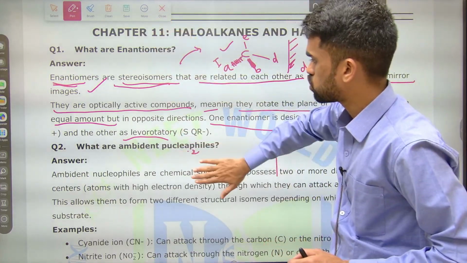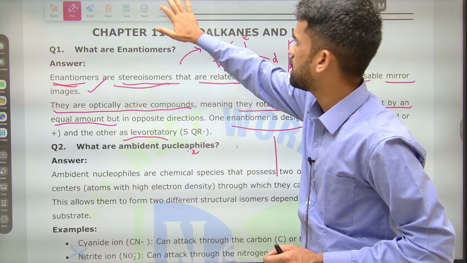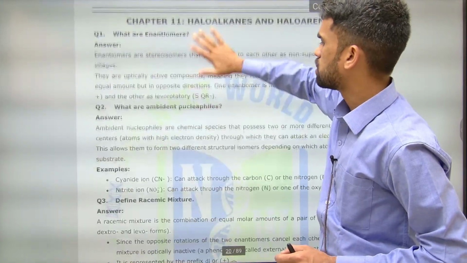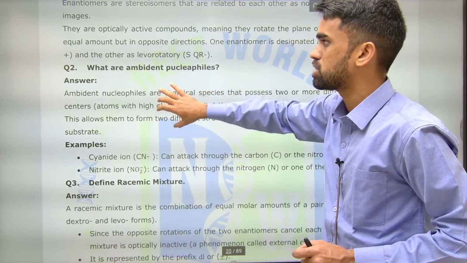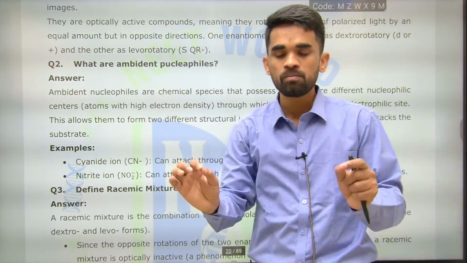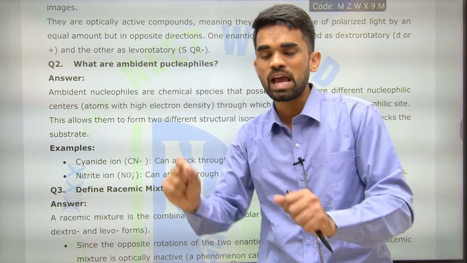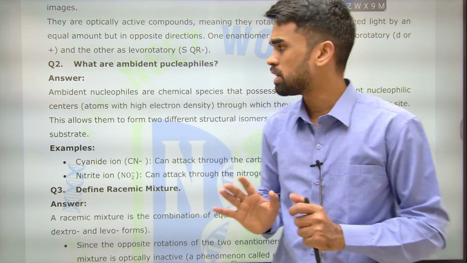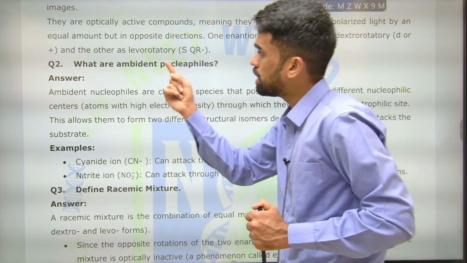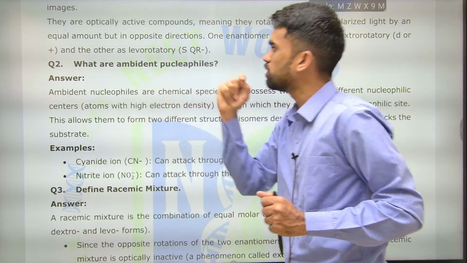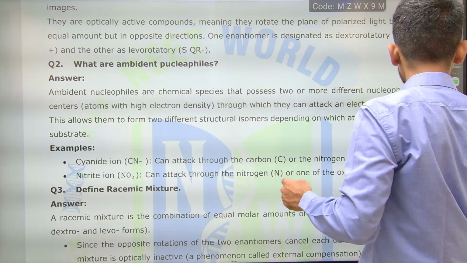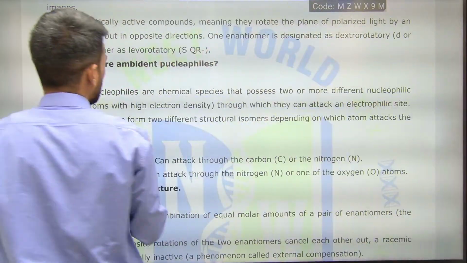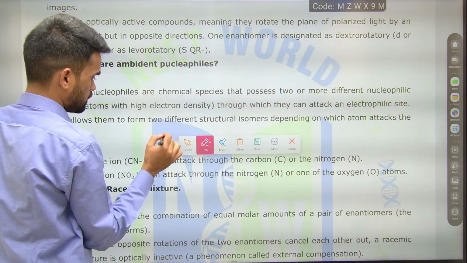The second question is, what are ambident nucleophiles? See, what do we mean by ambidextrous? There are some people who are able to write with the left hand as well as the right hand. So those are ambidextrous, we say. So here, what are ambident nucleophiles? I will tell you in a simple way.